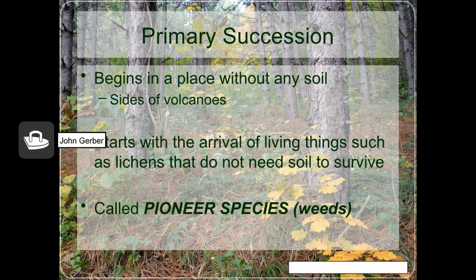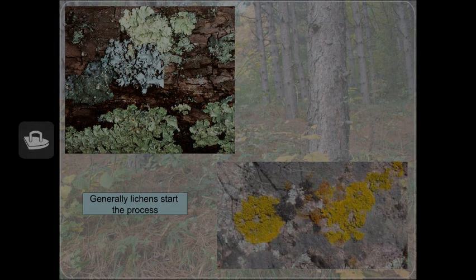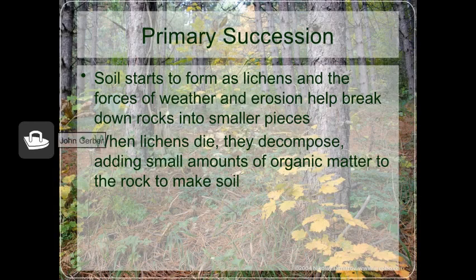The first species to occupy space in primary succession are called pioneer species. The arrival of things such as lichens that do not need soil to survive indicate the beginning of primary succession. The process of colonization of a new area generally begins with lichens. The death and decay of these early lichens provide the beginning of a substrate for soil. Soil is needed to support more complex plants with root systems.